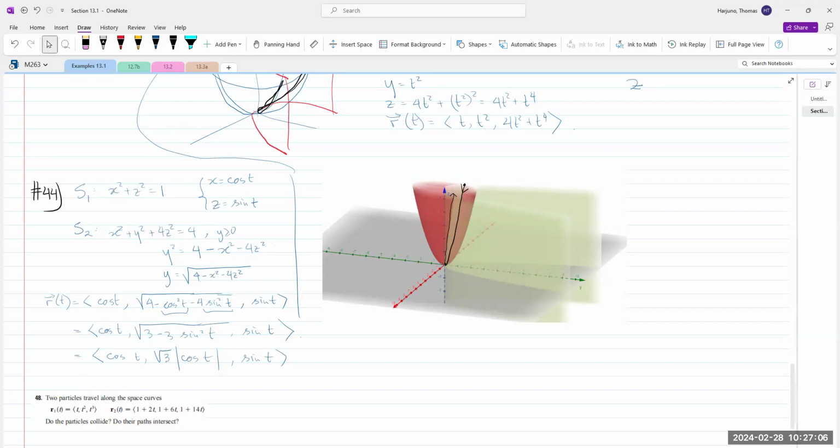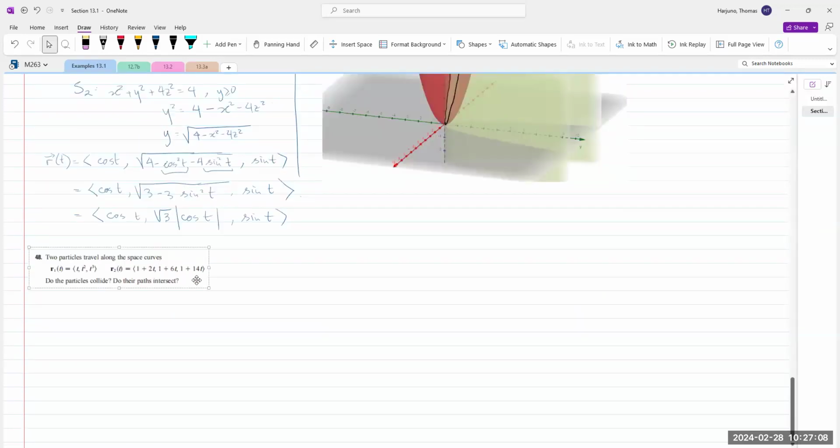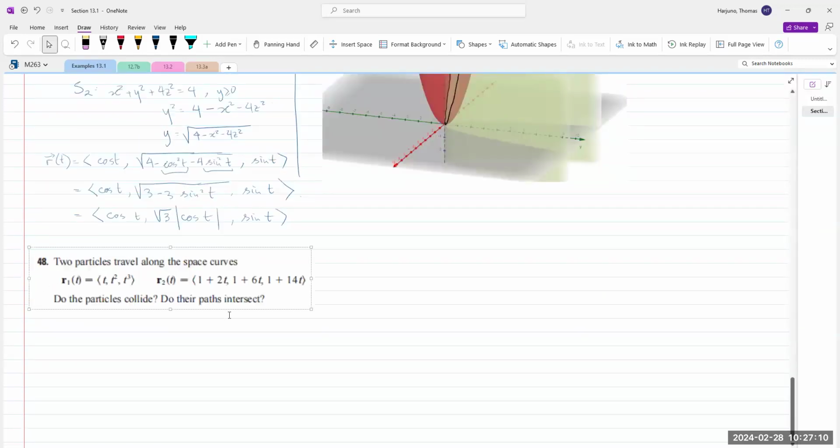Last one, I think number 48 is the last question. Two particles travel along space curves. Now notice that both of them here happen to use the same t. So the t for this guy is the same t for this guy. Okay. Now the question is, do they collide? Now to show that they collide, they need to be at the same coordinate at the same time.